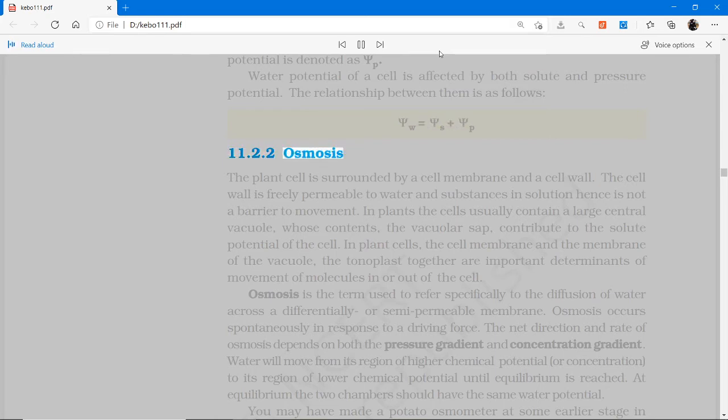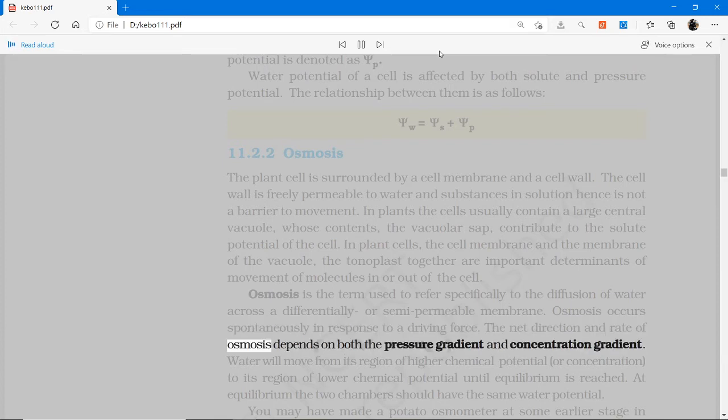1.2.2 Osmosis. The plant cell is surrounded by a cell membrane and a cell wall. The cell wall is freely permeable to water and substances in solution, hence is not a barrier to movement. In plants, the cells usually contain a large central vacuole, whose contents, the vacuolar sap, contribute to the solute potential of the cell. In plant cells, the cell membrane and the membrane of the vacuole, the tonoplast, together are important determinants of movement of molecules in or out of the cell. Osmosis is the term used to refer specifically to the diffusion of water across a differentially or semi-permeable membrane. Osmosis occurs spontaneously in response to a driving force.